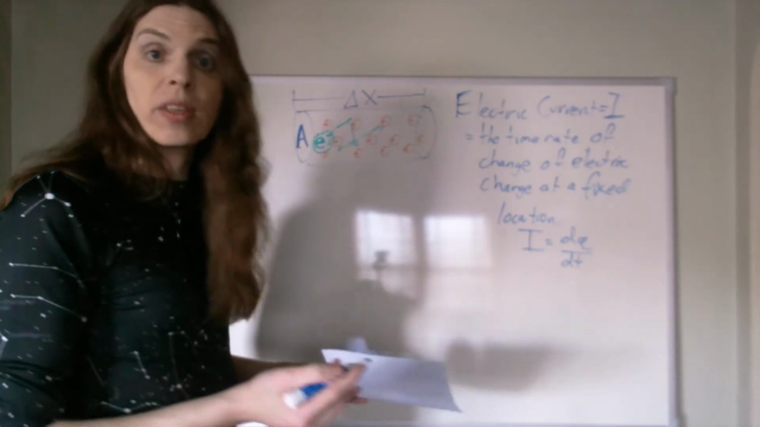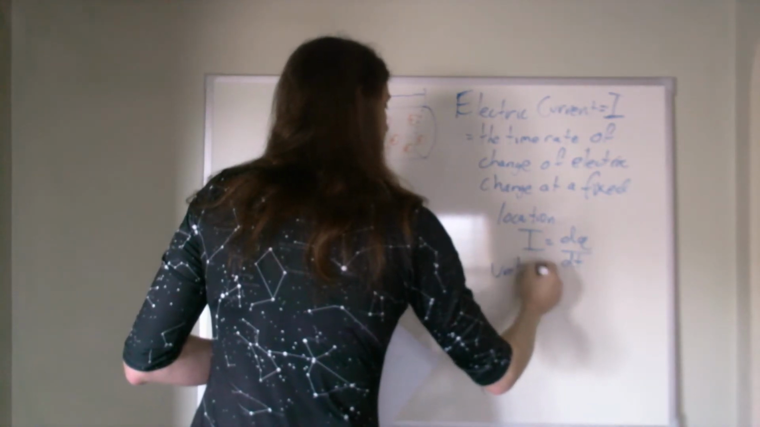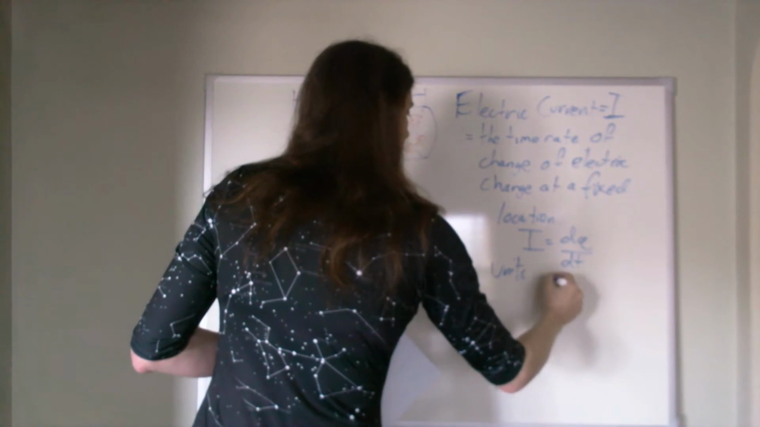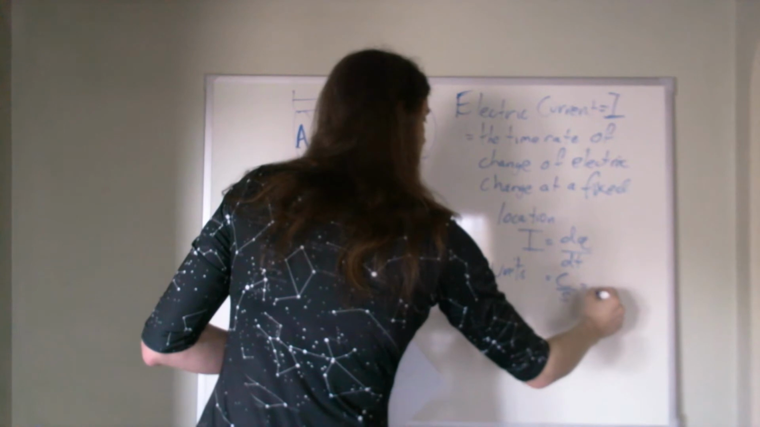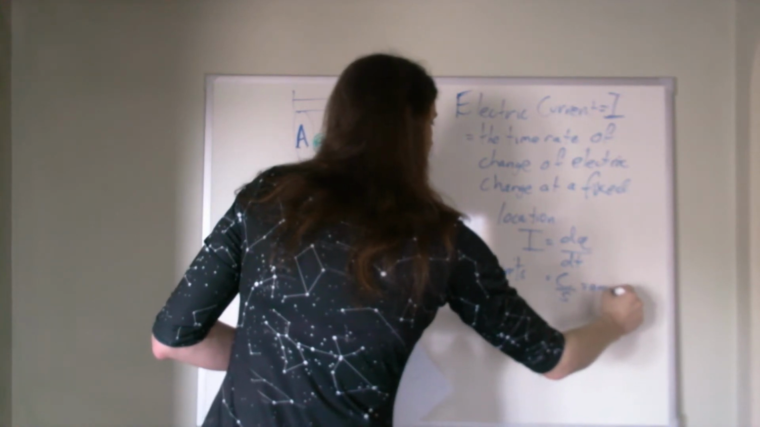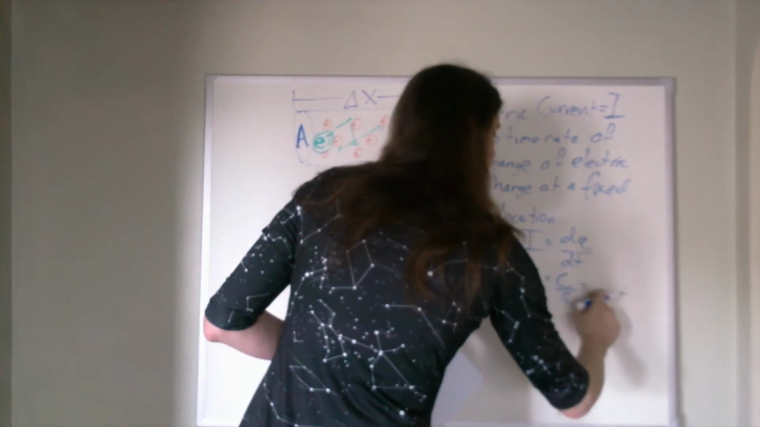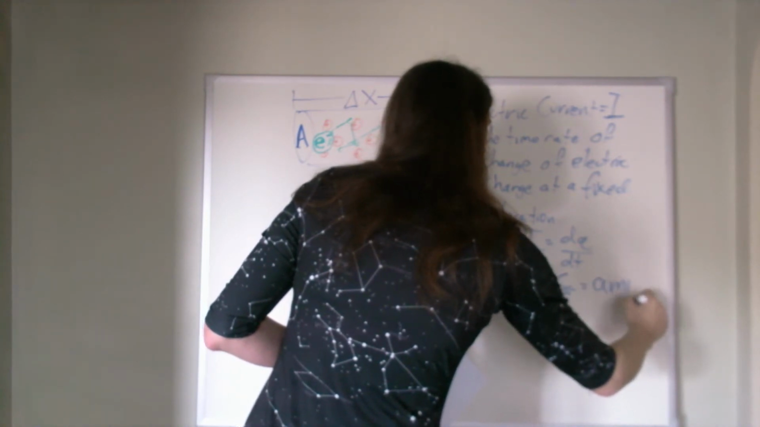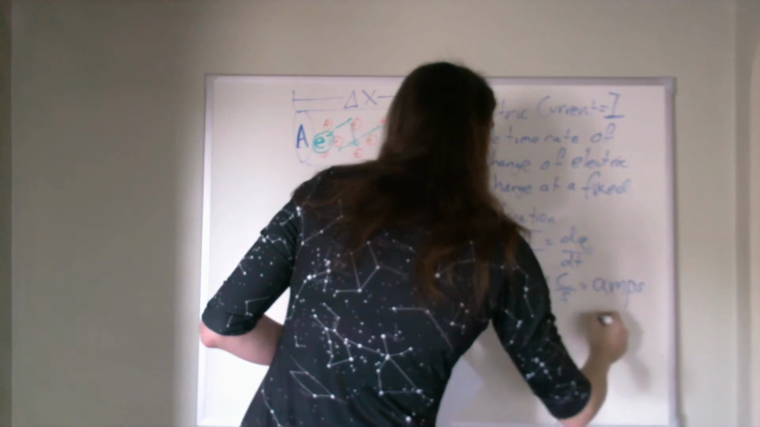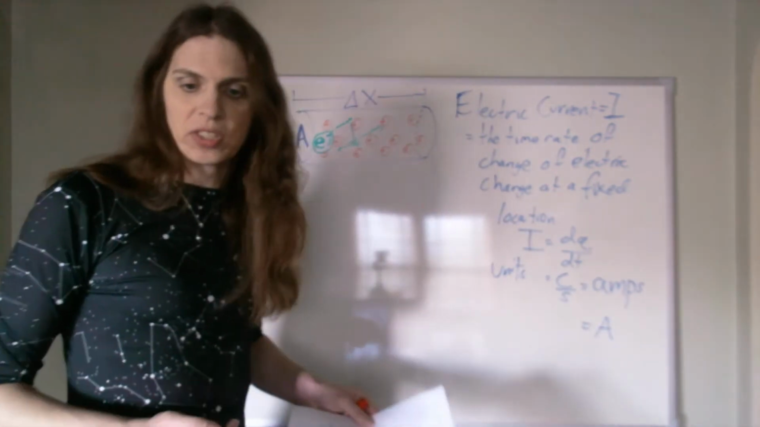So an electric current then gets to have units of coulombs per second, which are amperes or amps. And they have the symbol capital A.